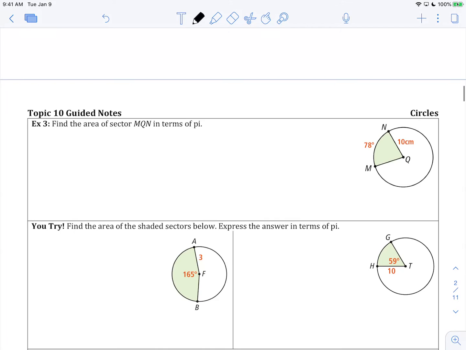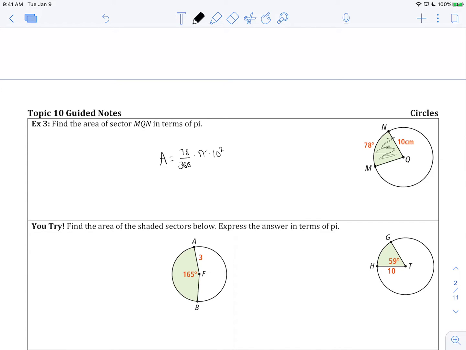So find the area of sector MQN, right? So that's this section in here, this green section, and leave your answer in terms of pi. So area equals the fraction of the circle, so 78 degrees over 360, right? So that represents the fraction, times the area of the whole circle, pi times 10 squared.